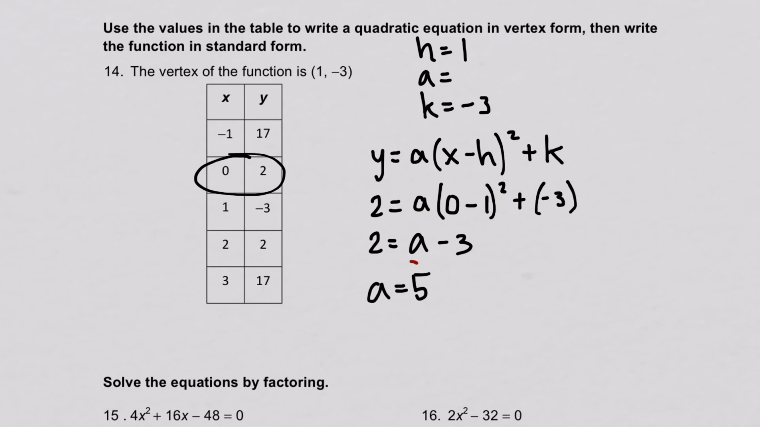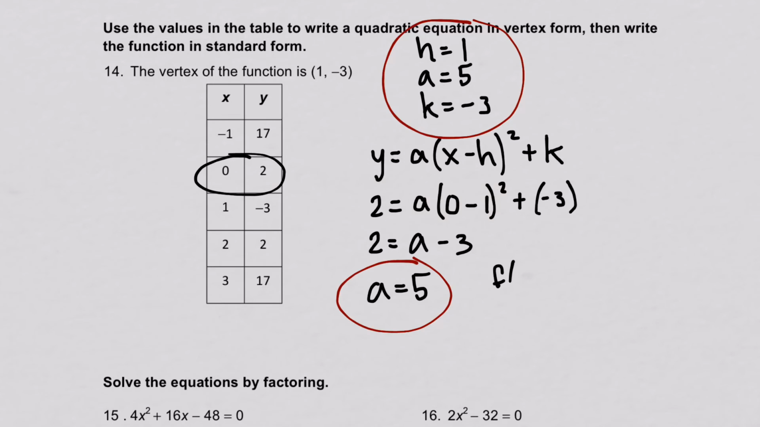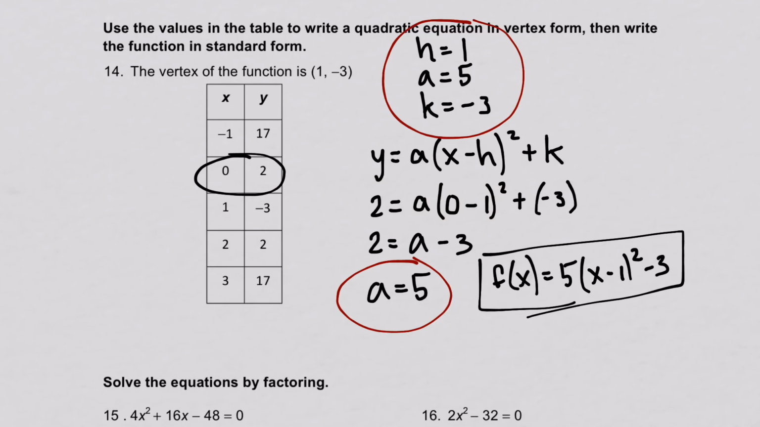You take that a value, 5, and you take the h and the k values that we found earlier from the vertex, and you write your equation with f of x. So it'll be f of x is equal to a, which is 5, times the quantity x minus h, which is 1, squared, plus k, which means negative 3, minus 3. And that is vertex form. It's called vertex form because we can see the vertex right from it. The vertex is 1, negative 3.